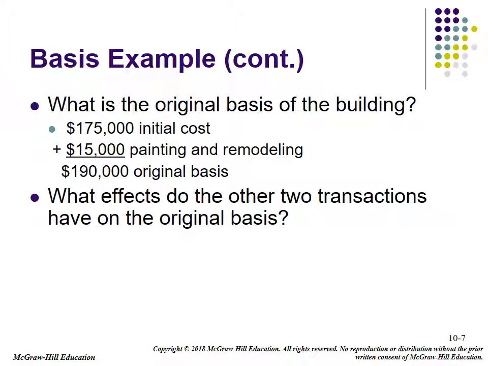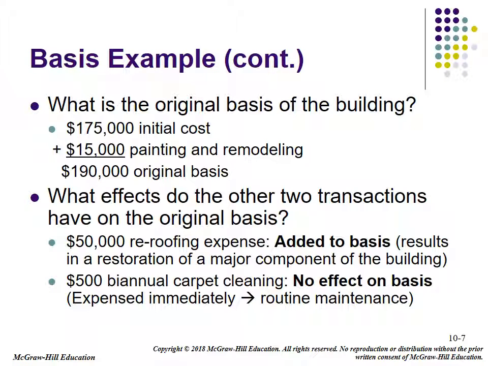The additional painting and remodeling to get it ready for its first use added to the cost of the building, and that's the original basis. That's the quote total cost. The $50,000 re-roofing expense is added to the basis as an improvement. This results in a restoration of a major component of the building. So any expenditures after you start using it that will last for more than a year are capitalized as well, and this will be depreciated.